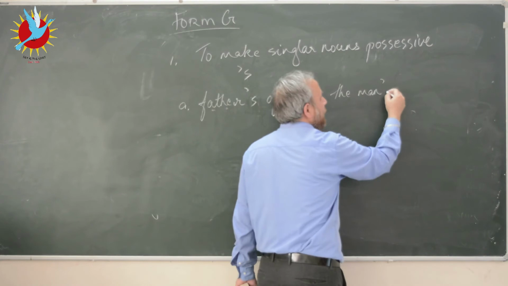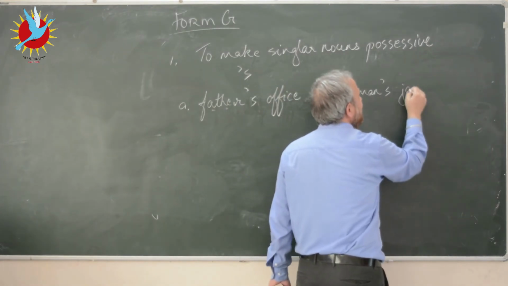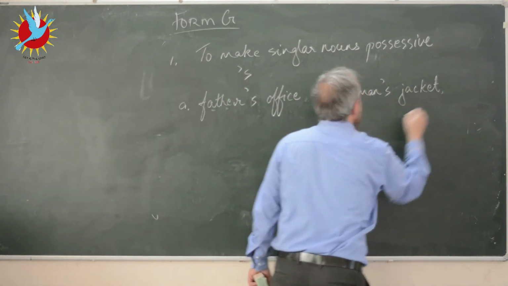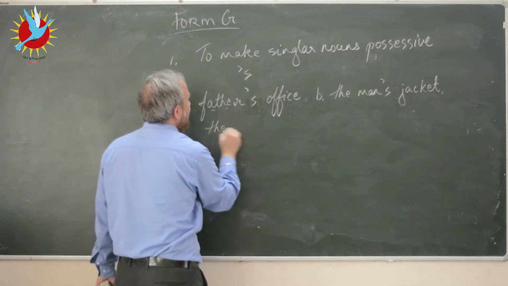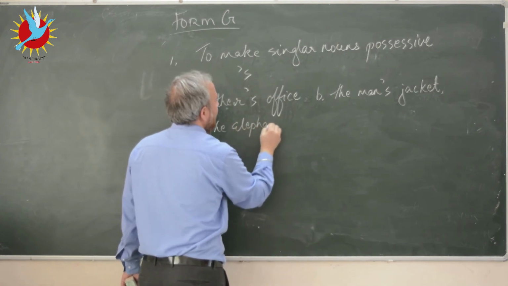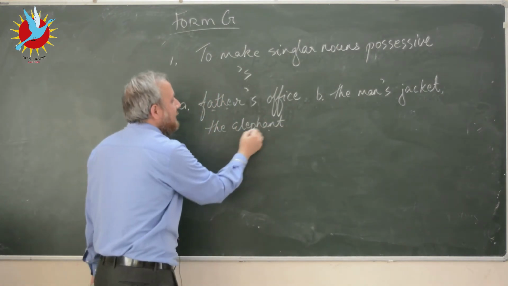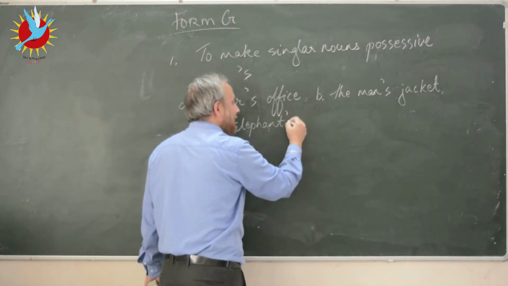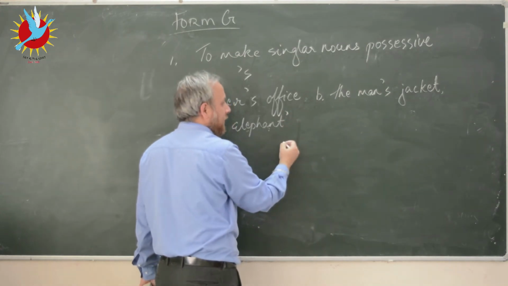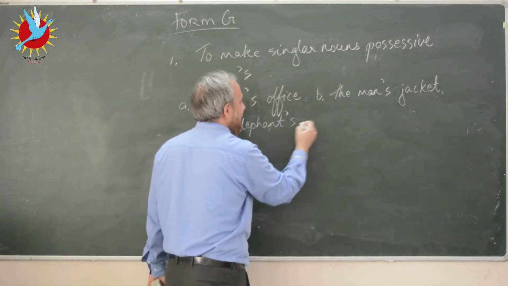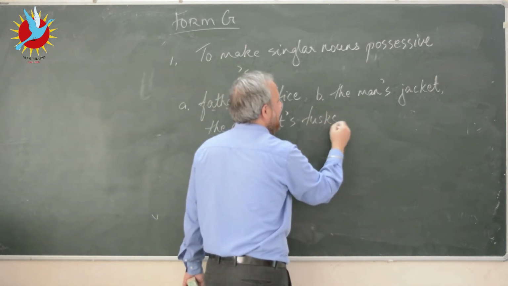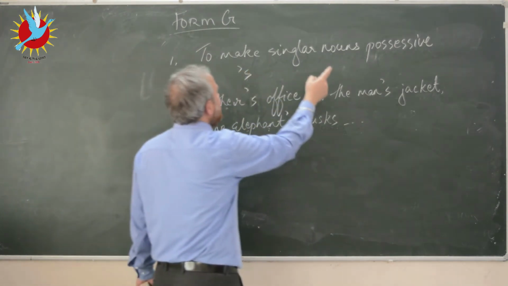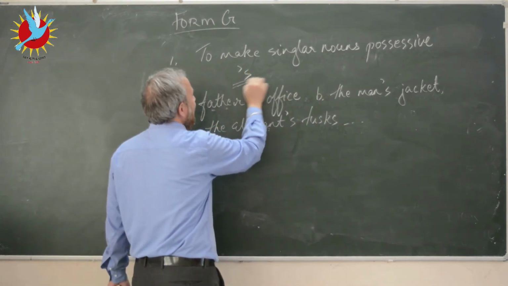Or let's say the man. Now man is singular. Now if I want to make this singular noun possessive, what will I do? I will add the apostrophe and the S. The man's jacket. Or let's say the elephant. Now if I want to make this common noun a possessive noun, I will use the apostrophe and S. The elephant's tusks. Okay, fine. So to make a singular noun possessive, what do you do? You add the apostrophe and the S.